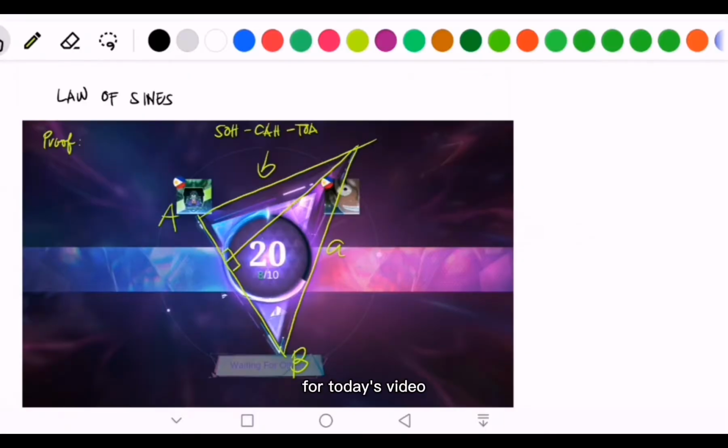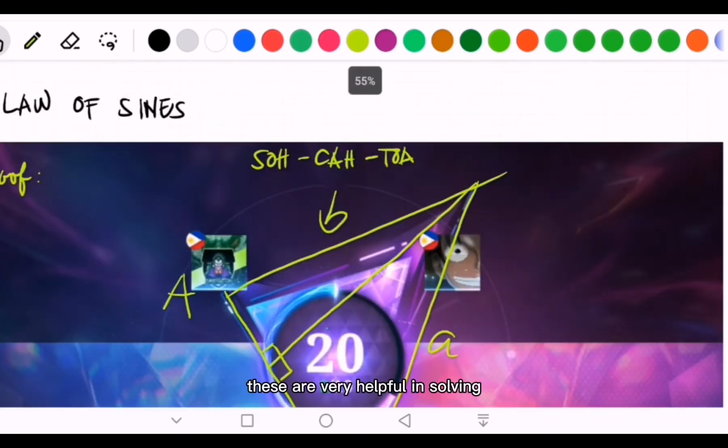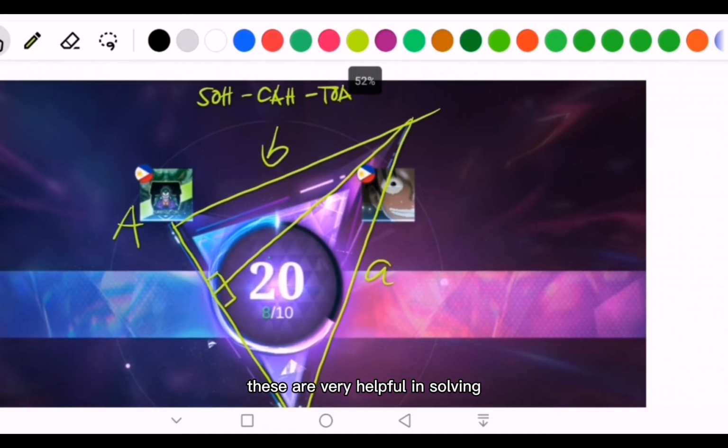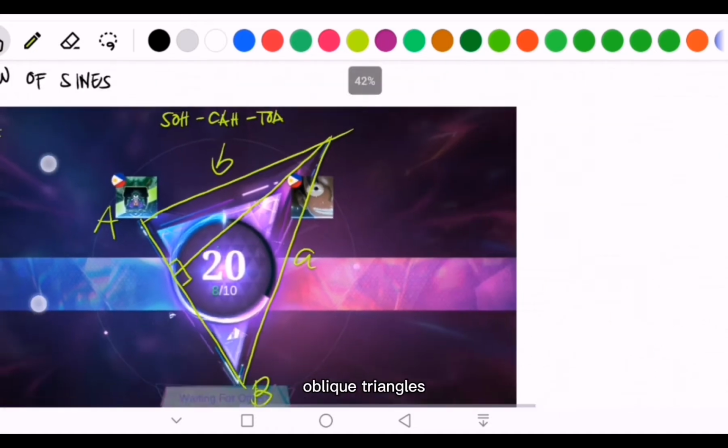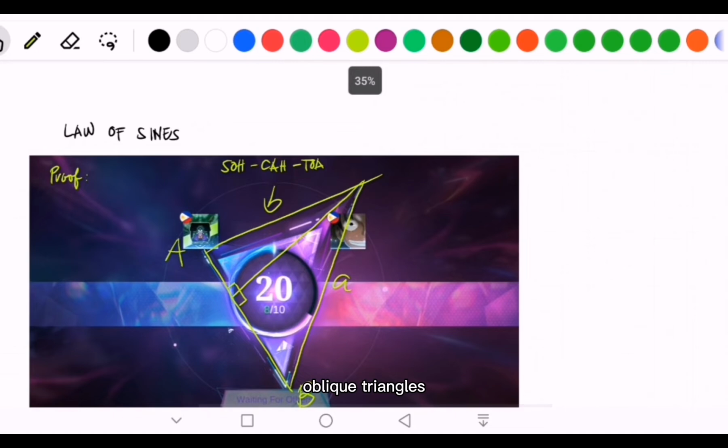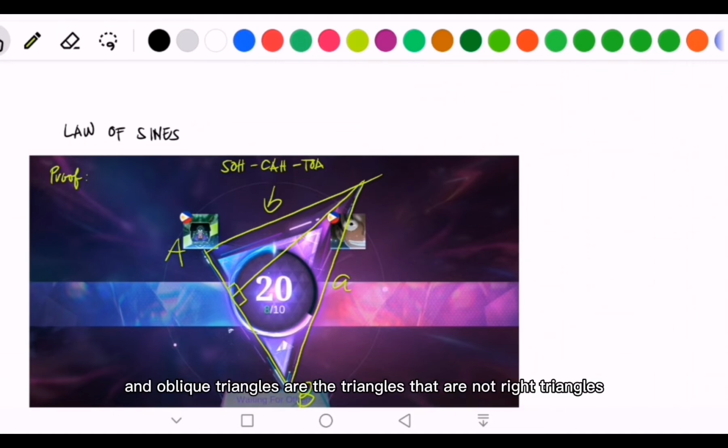Hello everyone. For today's video, we will be discussing the law of sines. These are very helpful in solving oblique triangles. And oblique triangles are the triangles that are not right triangles.